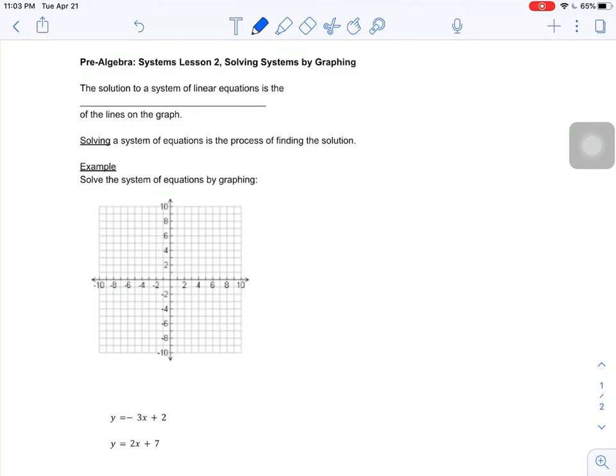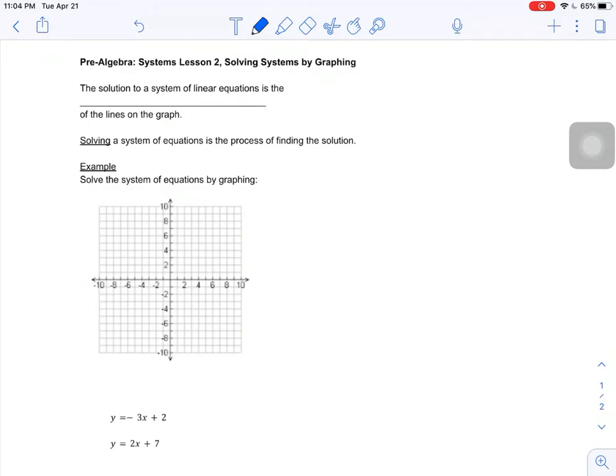Similar to how you can solve an equation, so if I gave you an equation and said solve this equation, you would know what to do because we've been doing that this year. You could also solve a system of equations. Yesterday, one of the things that happened with one of your graphs is that the lines intersected each other. So the solution or the answer to a system of linear equations is the point of intersection of the lines when you graph them.